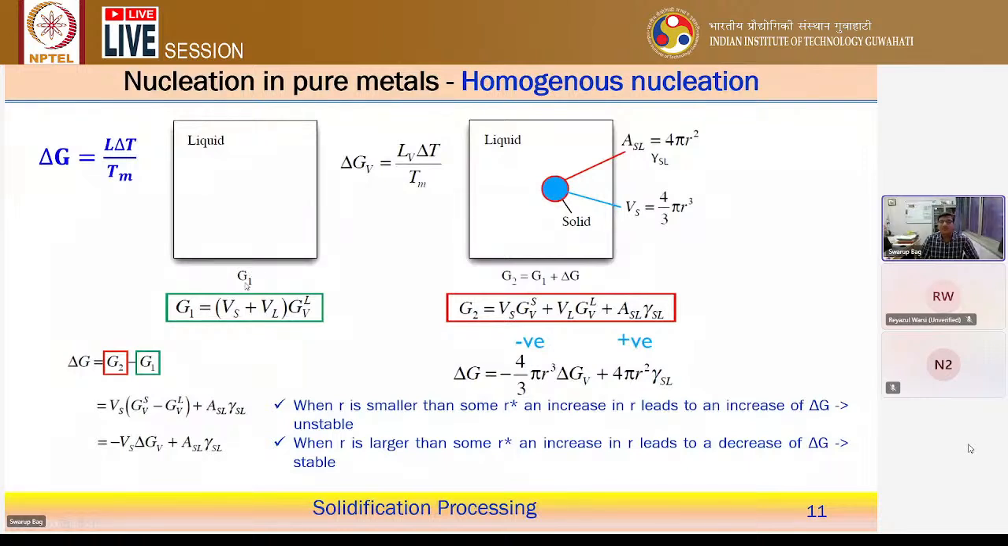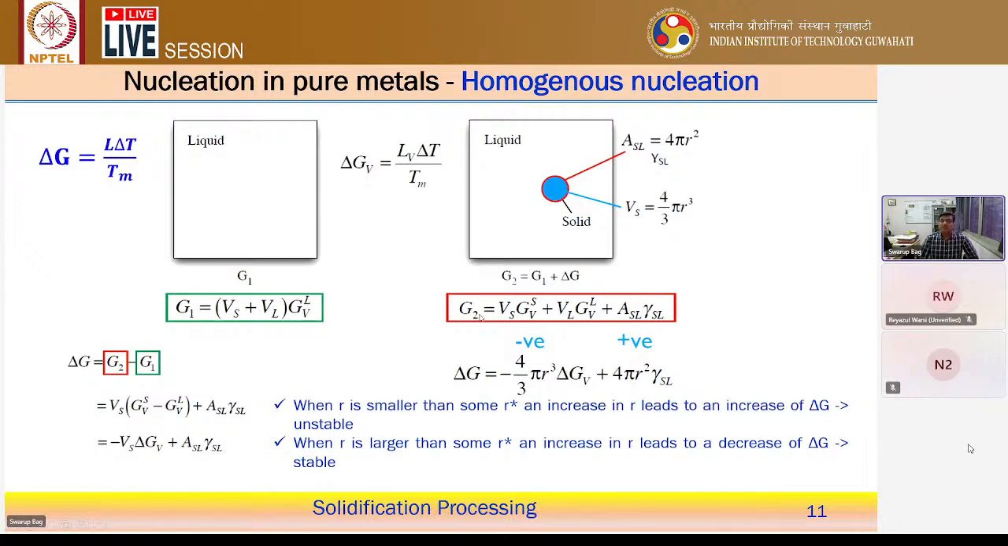Now, suppose there is a change of the free energy state, G2 equal to G1 plus delta G. Now, what can G2 be? We are assuming a nucleus forms. So some liquid phase is converted to the solid phase with some spherical shape and size, and that creates some kind of interface. If it is a spherical shape, the volume of this nucleus is 4 by 3 pi r cube, and the surface area is 4 pi r square. Gamma SL is the surface energy, and delta GV the volume free energy.